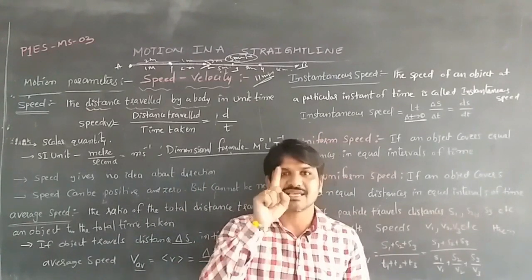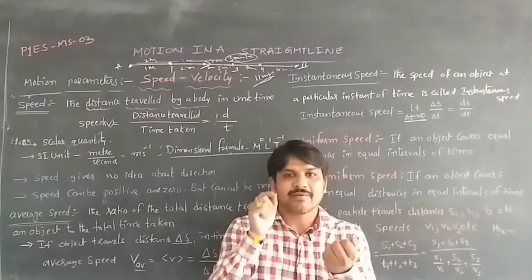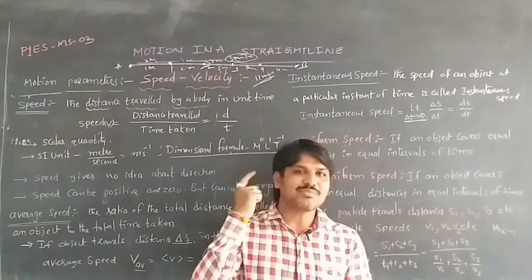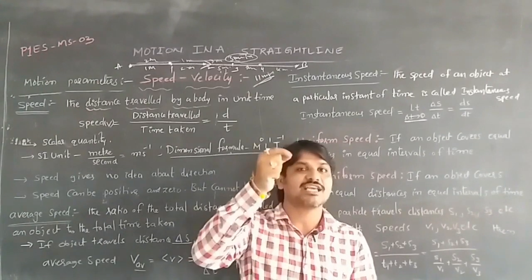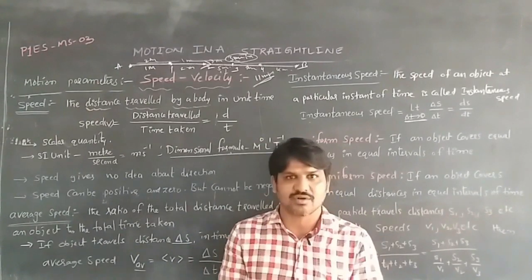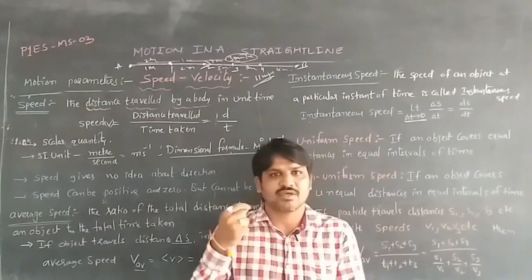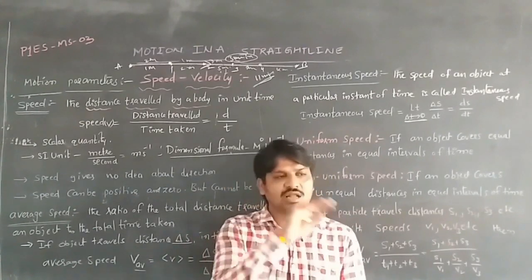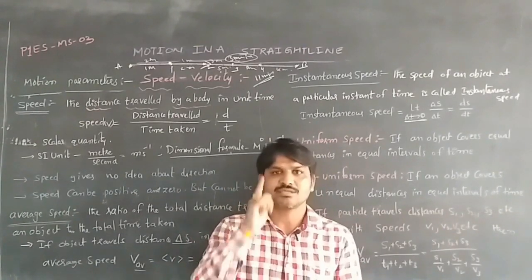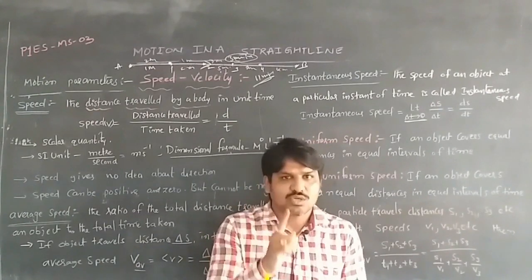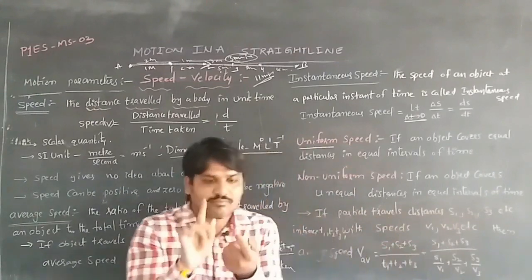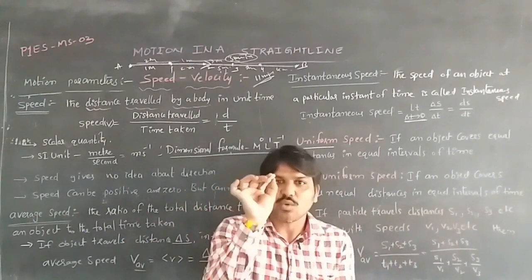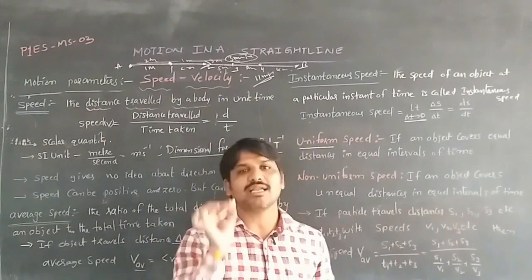Uniform means same. It means if an object is moving the same distances in the same intervals of time, that is, equal distances in equal intervals of time. All are equal in our school, right? So in school or college, whenever we are wearing the uniform, all students are equal. To show that, here uniform means the body travels equal distances in equal intervals of time.